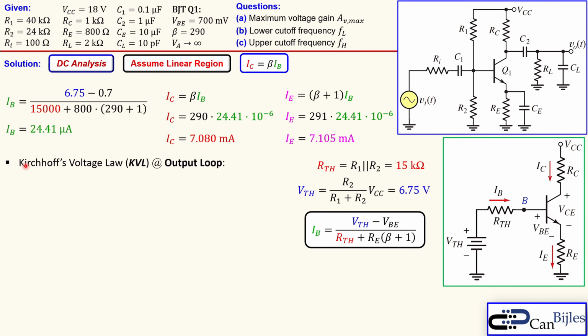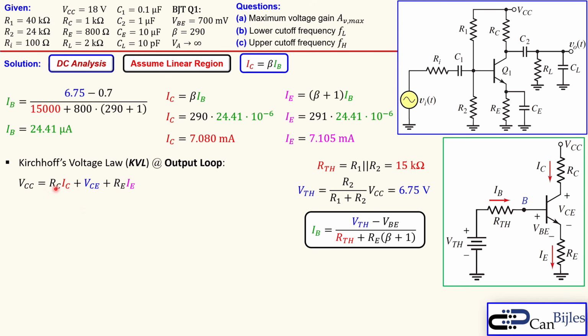Now we can also check that this assumption of linear region is indeed correct. So first we calculate the VCE, which is this voltage, the collector-emitter voltage. For that we need to use the Kirchhoff's voltage law at the output loop, so from the VCC up to the ground. So that's shown here, so that's the Kirchhoff's voltage law.